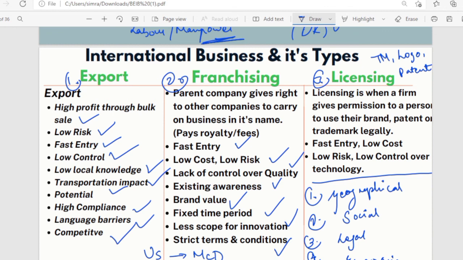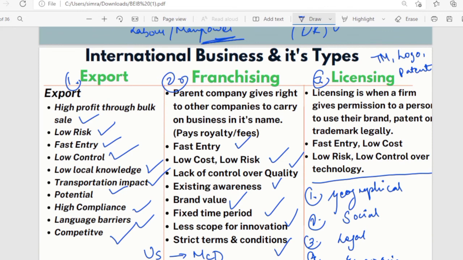For example, if McD is selling toys, in Happy Meals they give toys also. I don't know if they are giving it now or not, but earlier they had this Happy Meal thing and they used to give small toys along with that, different cartoon characters and all. So if McD is taking permission from Disney to use Disney's brand or logo on whichever toys they sell, or on that Happy Meal packet for children.